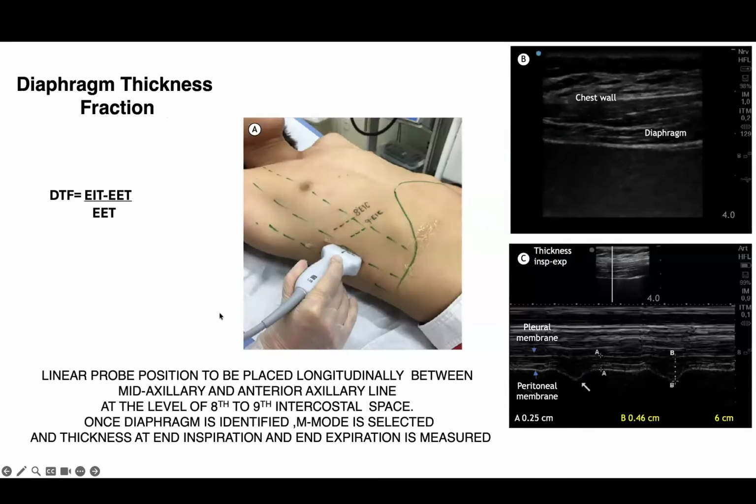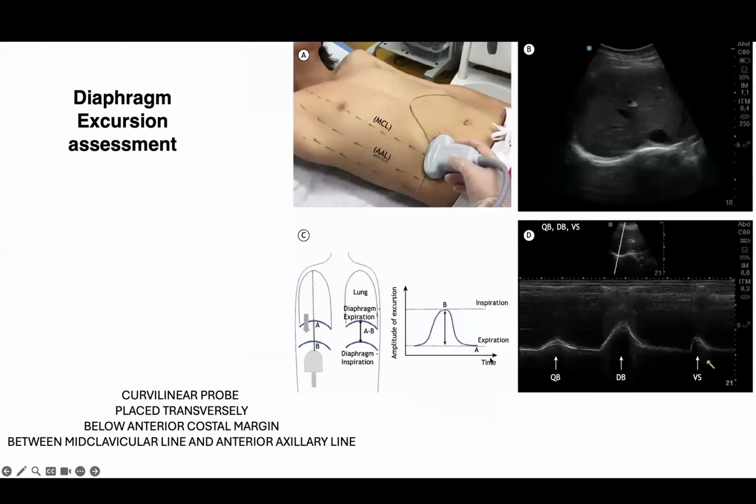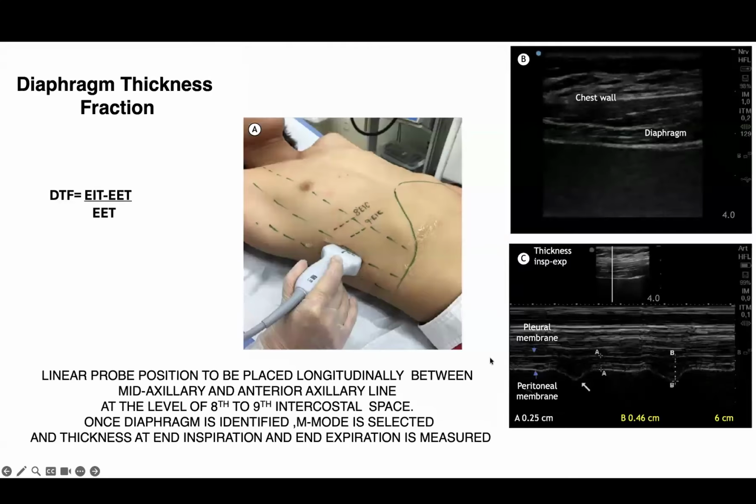All right. So the linear probe is placed longitudinally between the mid axillary and the mid anterior axillary line at the level of the 8th to 9th intercostal space. Once the diaphragm is identified, M mode is selected and the thickness at end inspiration and end expiration is measured. All right. So as per the guidelines and recommendations, more than 30% indicates that the diaphragm function is normal. 20 to 30% is a gray area.